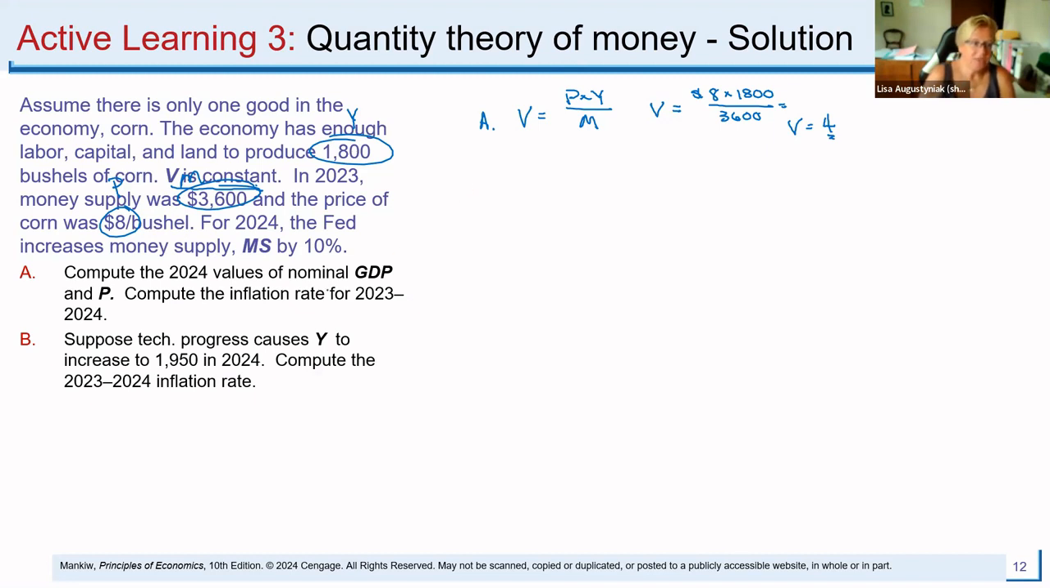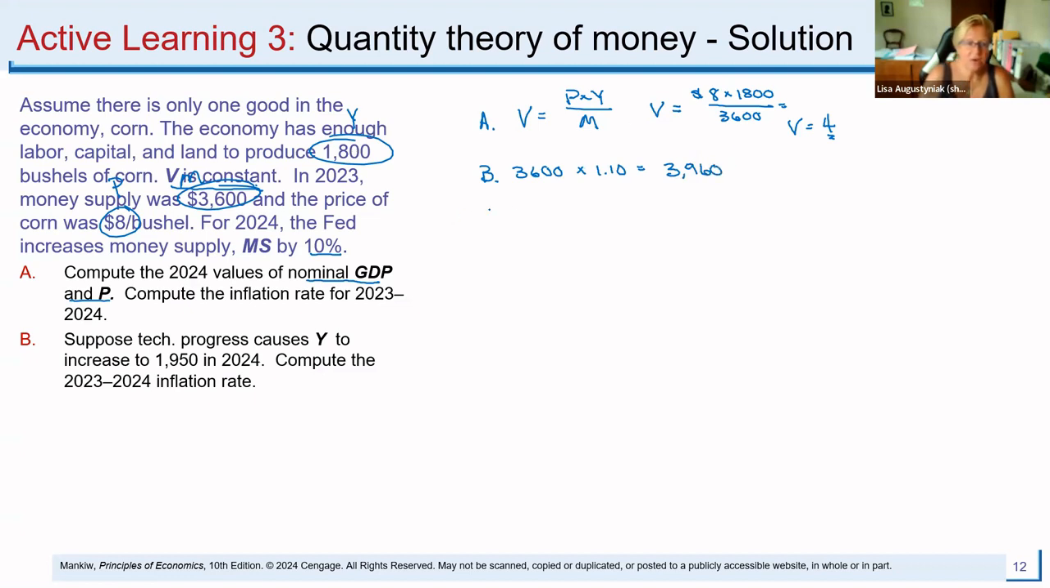The next step is, what is nominal GDP and the price level after the Fed increases the money supply by 10%? Okay, so if the money supply originally was 3,600, and then the Fed is going to increase it 10%, we can just multiply it by 1.10. And that's going to give us 3,960. So that's our new money supply.